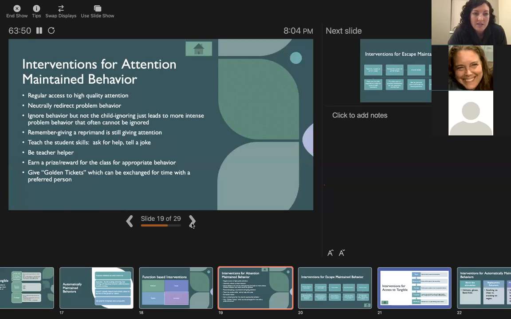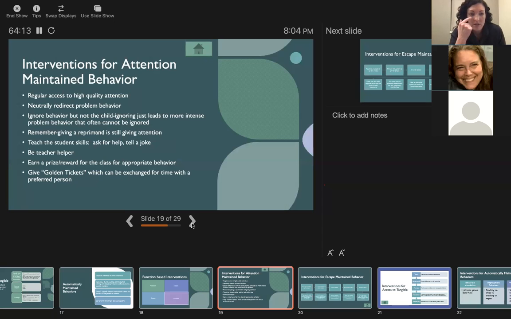So neutral redirection, like I said, but your best bet is on the flip side, that your high quality, consistent attention is coming throughout regular interactions, and in the form of praise if appropriate. I think empty praise can be just as problematic at times, like that example I said earlier with, well, thank you for throwing something soft.